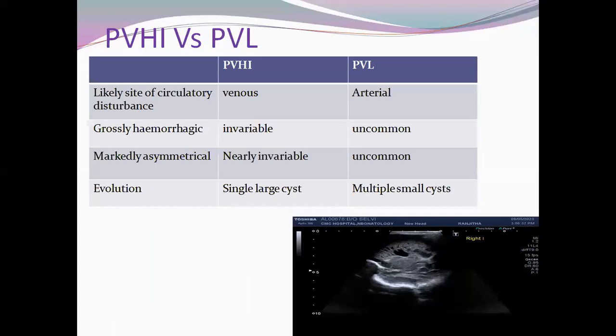A word about periventricular hemorrhagic infarction versus periventricular leukomalacia. So periventricular hemorrhagic infarction, as you just now saw, is a venous circulatory disturbance, whereas PVL is mainly due to arterial, and PVHI is invariably hemorrhagic, whereas PVL is mostly ischemic in origin. And PVHI is markedly asymmetrical and mostly unilateral. PVL is bilaterally symmetrical. And as sequelae, PVHI develops into a single large cyst, whereas PVL evolves into multiple small cysts, as you can see here in this picture.